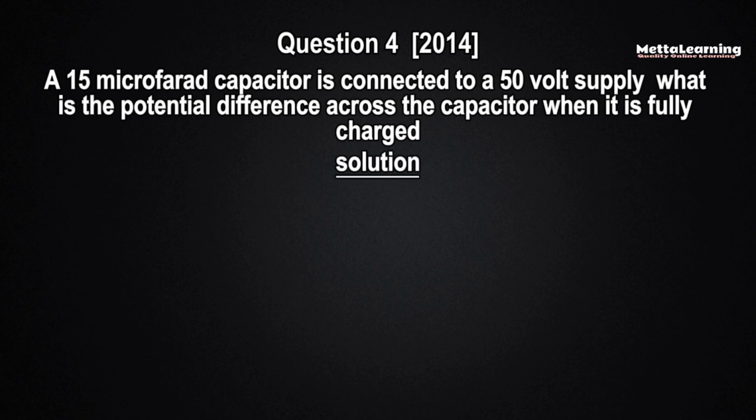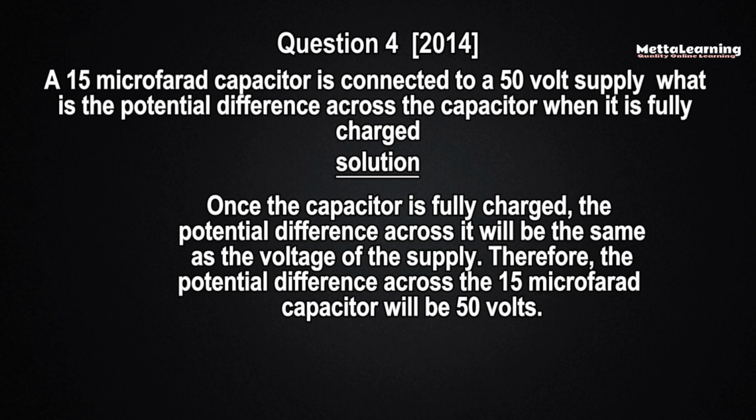You must understand that when the capacitor is fully charged, the potential difference across the capacitor is equal to the supply voltage, or voltage supplied. Therefore, the potential difference will be 50 volts, just as what it was connected to, as the numbers were given in our question.